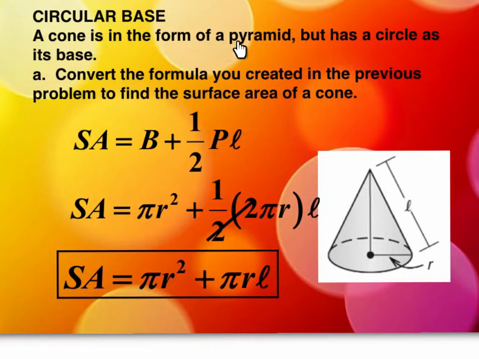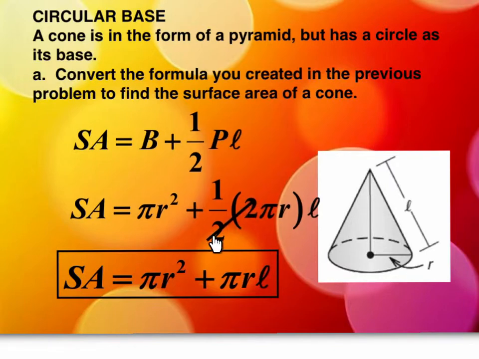So a cone is the form of a pyramid, but has a circle as its base. That's the only difference. So we're going to convert the formula that we created in the previous problem to find the surface area of a cone. The surface area of a pyramid was base plus half of the perimeter multiplied by the lateral height. The area of the base is pi r squared, and the perimeter of the circle is 2 pi r. And then the lateral height would still be the same, just on the side.